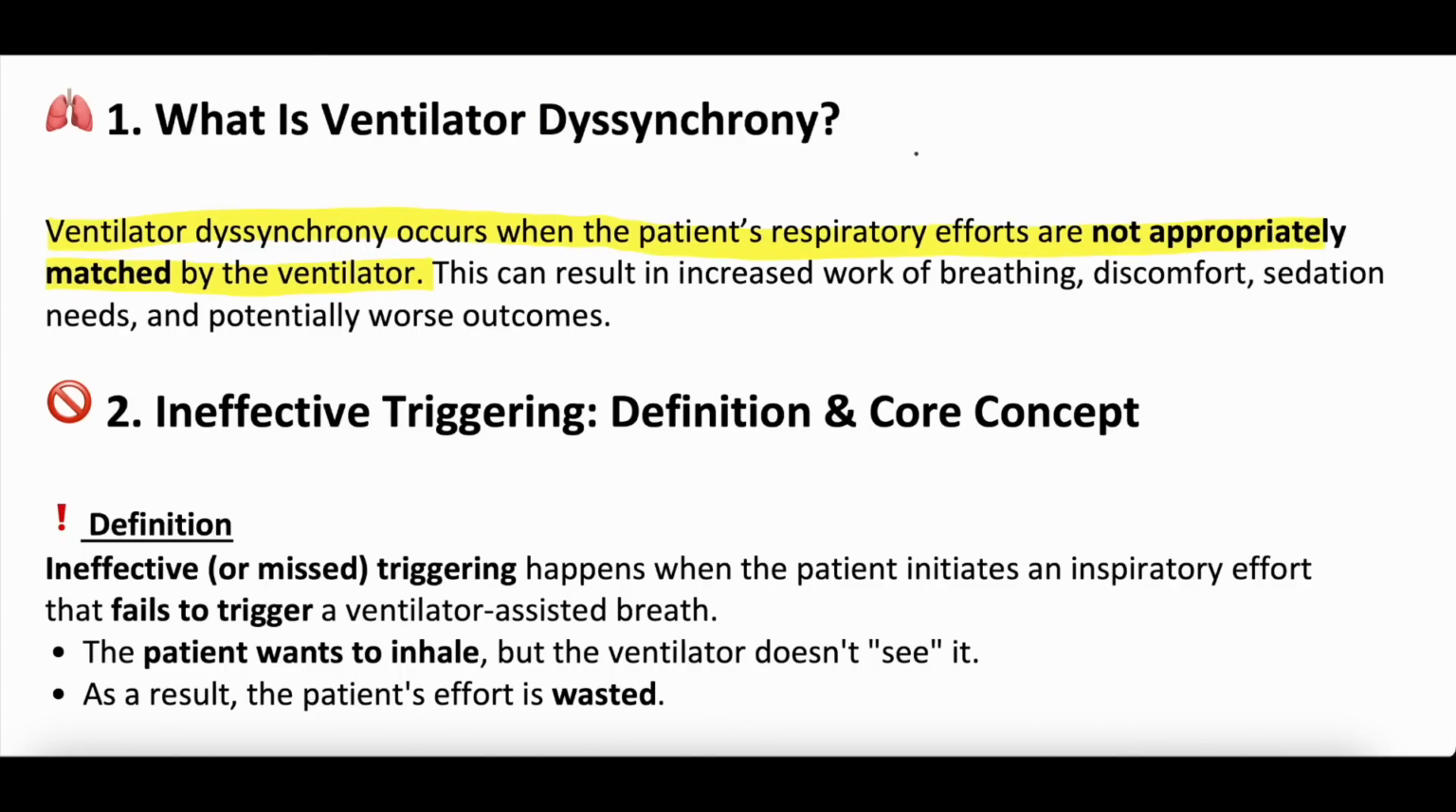The ventilator is a machine, and as a machine, we have to set it to provide each breath in a certain way, and there's limitations to that way. The way in which it's providing that breath may not be how the patient wants to receive that breath, whether it's because of pressure or volume or flow of that breath, which can sometimes cause issues.